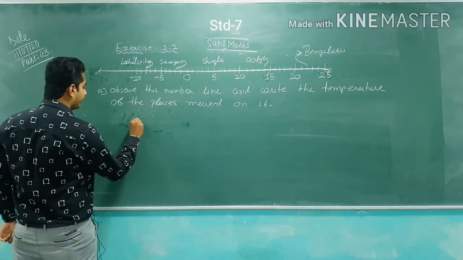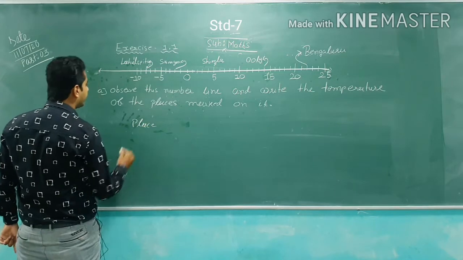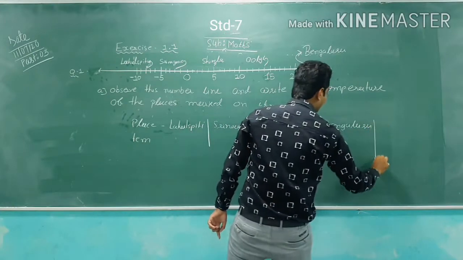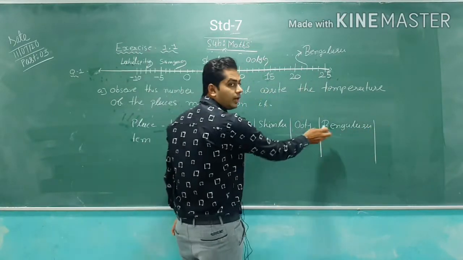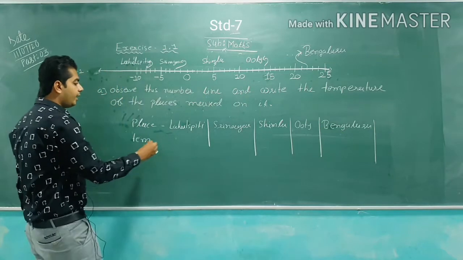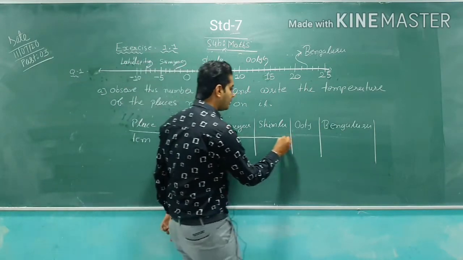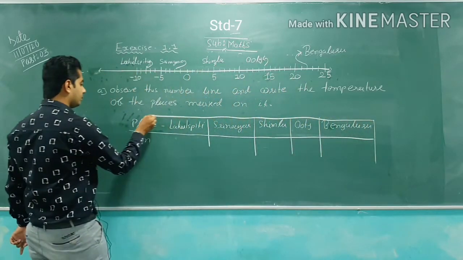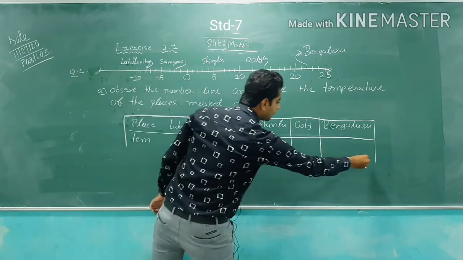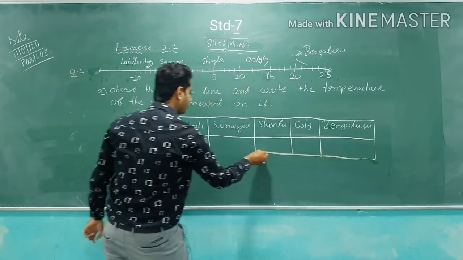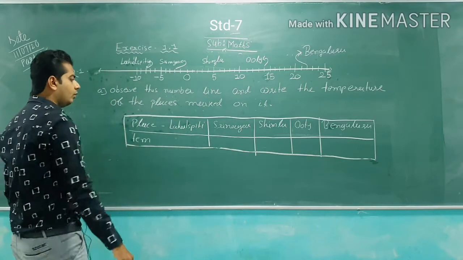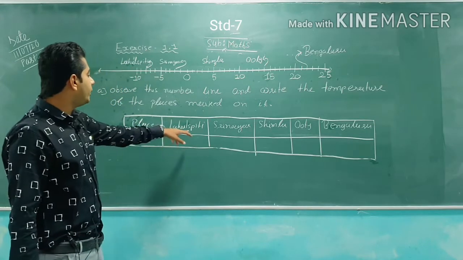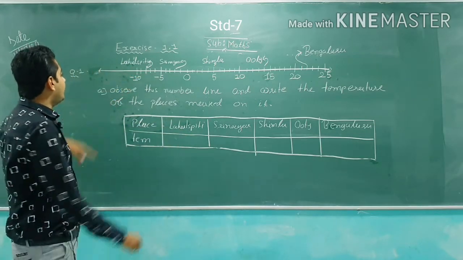See, first of all I will write place, then temperature. Okay, so there are 1, 2, 3, 4 and 5 cities on the number line. And according to that, temperatures are also given. Okay, so let's write the temperature one by one. Okay, so Lahaul Spiti on the number line, where is it? Here.